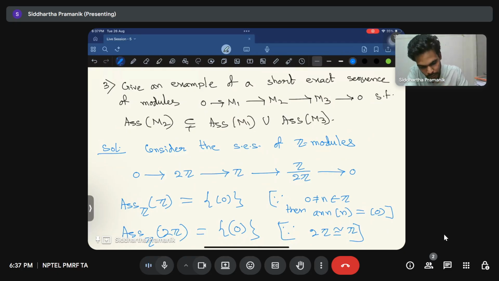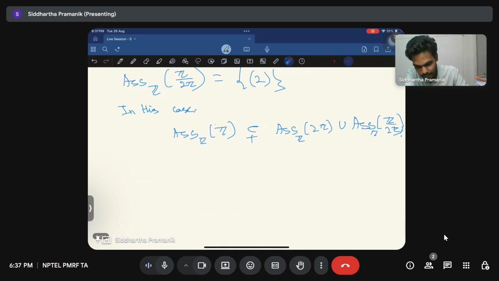Okay. So this is about associated primes and short exact sequences. Now let's move on to another problem. Let's try to find associated primes of a simple module.